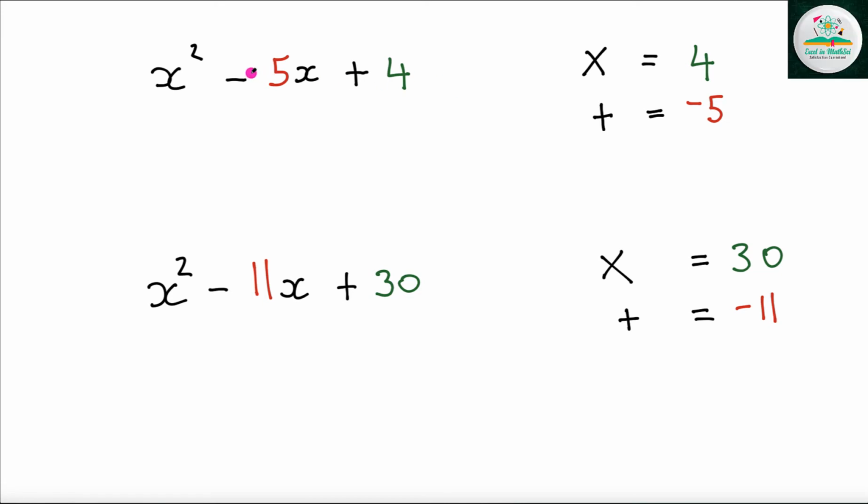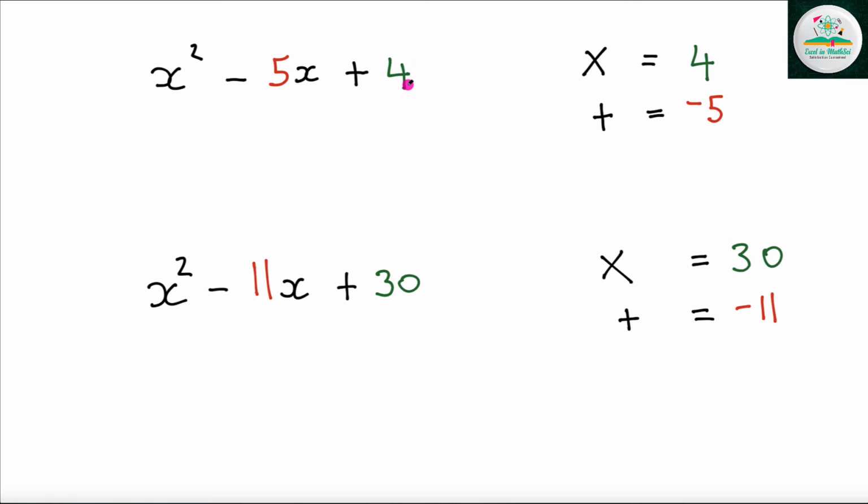Hi guys, this is part 2 of the previous video. Now this time we're going to be factorizing quadratic expressions, ones which have a minus in front of the x coefficient and a positive on the constant. In the previous ones they were all positive terms. The basic principles still remain the same. The method is exactly the same.